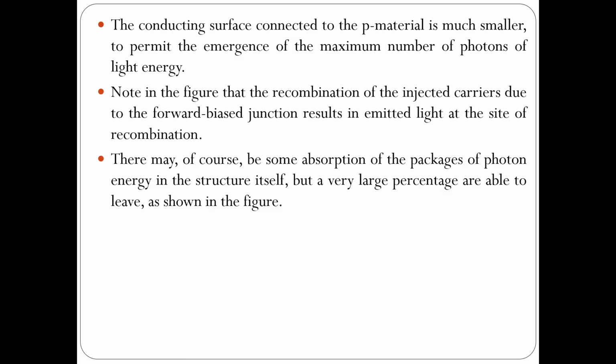The conducting surface of the P material is made much smaller to allow the emergence of the maximum number of photons of light energy. The recombination of the injected carriers due to the forward biased junction results in emitted light at the site of recombination. There may of course be some absorption of the photon energy in the structure itself, but a very large percentage are able to leave, as shown in the figure.